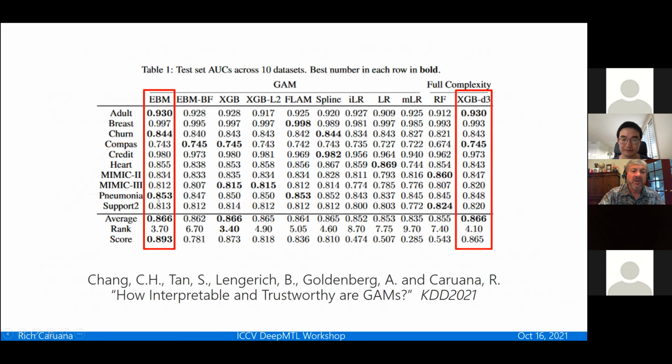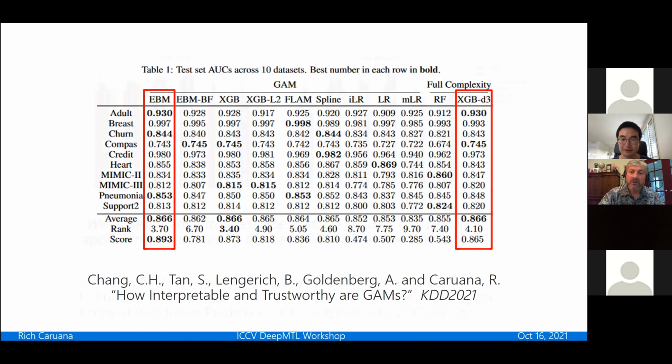And here's just some experiments we did. Here's 10 data sets. This is AUC, so up is good. The average AUC of the EBM is 0.866. This is a fully interpretable model. And yet here, the most accurate model wasn't a deep neural net. It turned out it was gradient boosted trees that were regularized in depth. And we're matching the accuracy of those models. So we're not more accurate than those models, but we're equal accuracy, but we're fully interpretable.